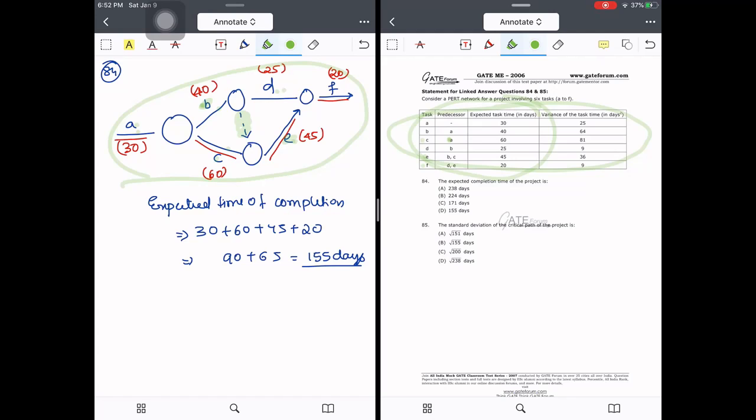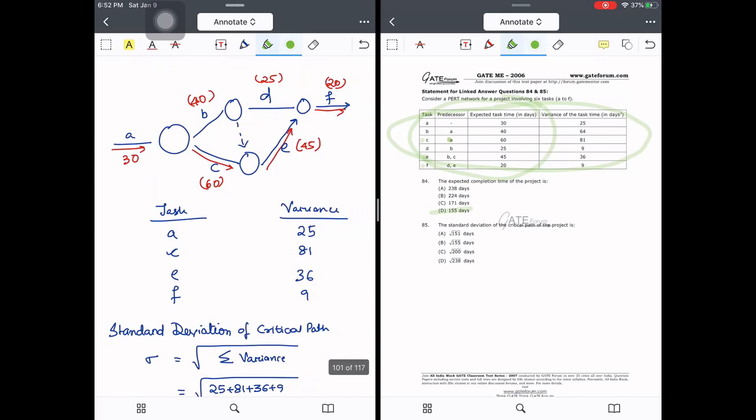Since we cannot connect B and C directly, we use a dummy constraint. Similarly, F's predecessors are D and E, that is, F is the successor of D and E. Based on that you can make this sequence. Once you make the sequence, the expected time of completion is nothing but the chain with the maximum time of all these.